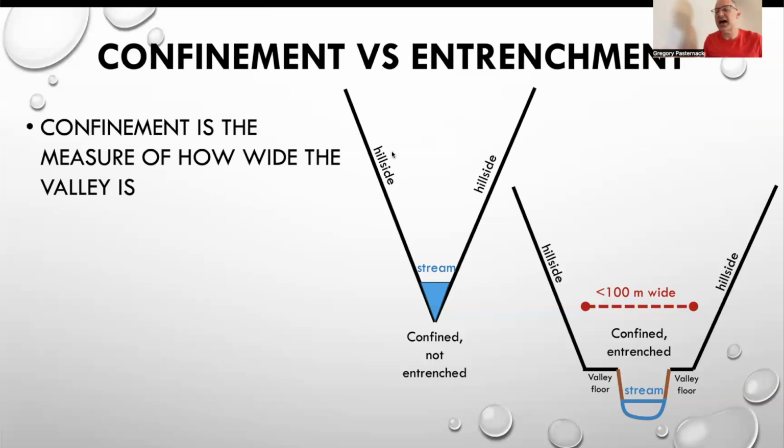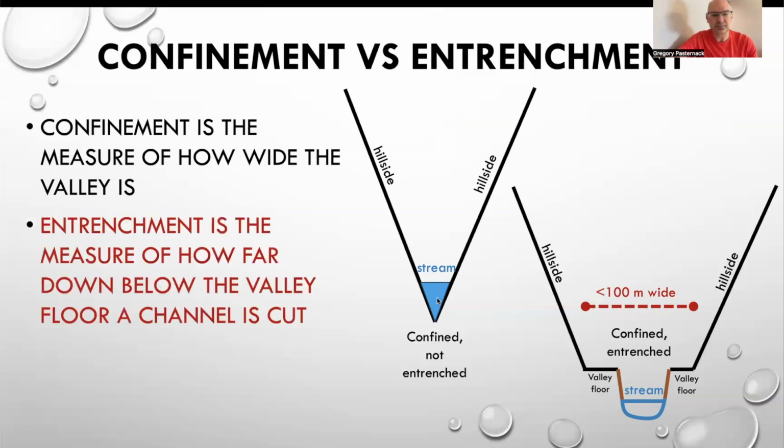A lot of different things are going on here. You may have hillside landsliding processes that are taking place. You've got a very steep river with 10 to 20% slope. A lot of things are going on in that setting. Entrenchment is how far down below the valley floor a channel cuts. So you can't have entrenchment if there's no valley floor.